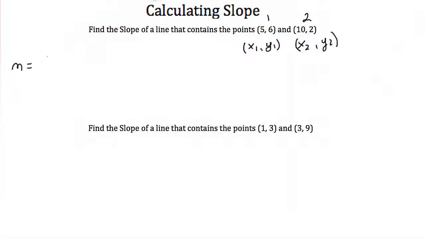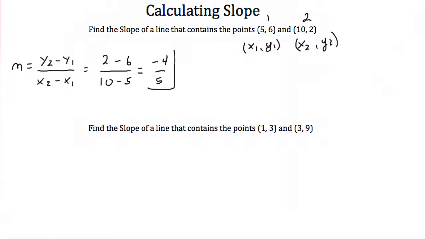m is equal to y2 minus y1 all over x2 minus x1. So if I plug those numbers in, I end up with 2 minus 6 all over 10 minus 5. This becomes negative 4 over 5. So my slope is negative 4 over 5.